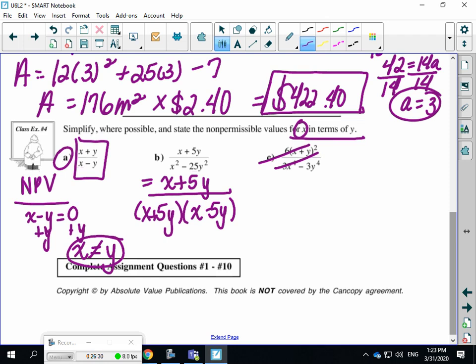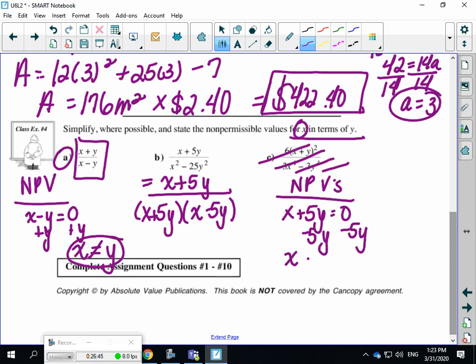And you know what, we're not going to worry about C, so I can write over to the right. So my NPVs, we're solving for x. So my first one, x plus 5y is equal to 0. How do I isolate for x? I just simply subtract 5y from both sides. So I say x cannot be equal to negative 5y.